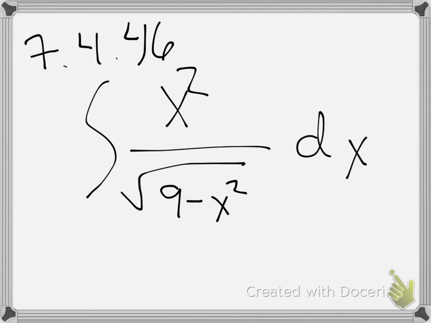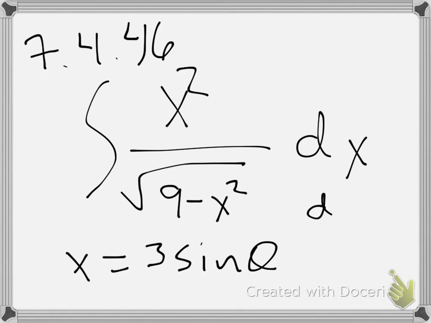I made x equal 3 sine theta. Yeah, I'm cool with that. And so let's see if I can have everyone here. Then dx would be what? 3 cosine theta d theta, right? And so let's go ahead and make those substitutions.